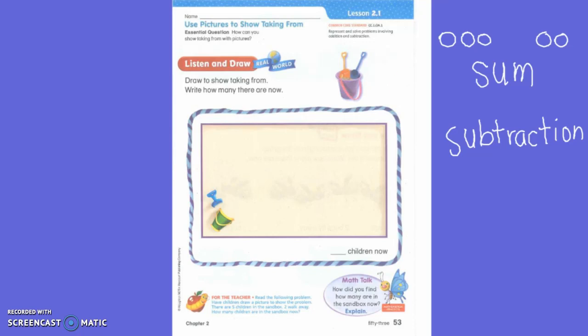And the directions say, draw to show taking from. Write how many there are now. So, we're going to use pictures today to show taking from the group. There are 5 children. Please draw that. In the sandbox.